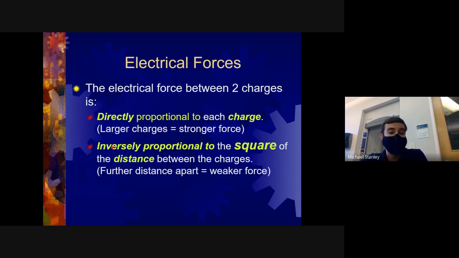Electric force is also what's called inversely proportional to the distance. Inversely proportional means the opposite of directly. It means that as one number gets bigger, the other number gets smaller. In this case, with distance, with our electric force, the further apart we are, the weaker the force. So if the distance gets bigger, the force gets smaller. And that's what we mean by inversely proportional. It means opposite proportions. One goes up, one goes down. As opposed to directly proportional, where when one goes up, the other one goes up too.